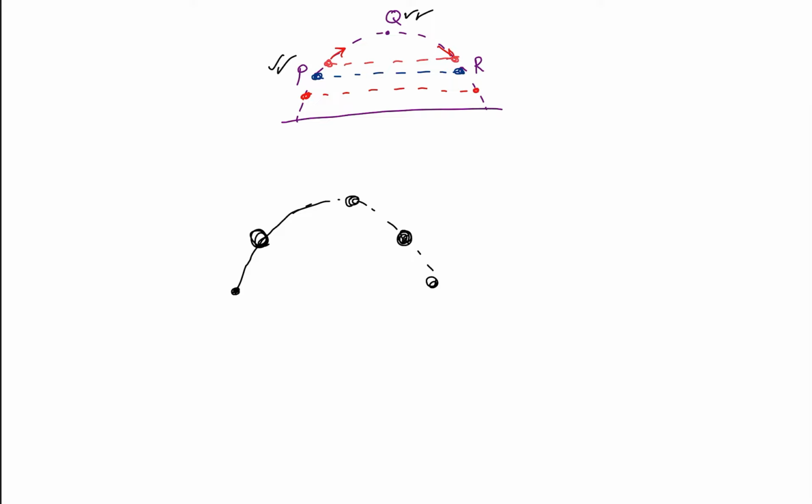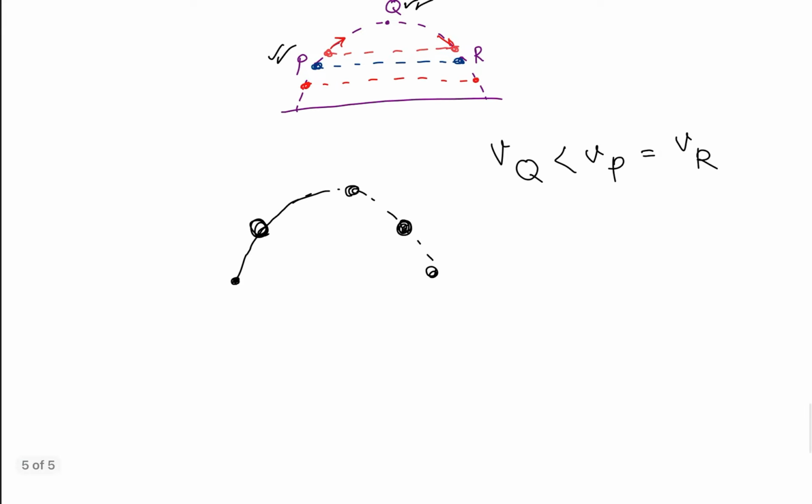So going back to our question, how do we compare the speed or the velocity of the ball at the 3 points P, Q, and R? We say V of Q is the smallest, and V of P is equal to V of R. Now going to our second question, what is the direction of the acceleration of the ball at point P?